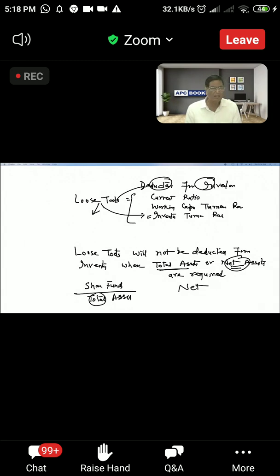Be liberal in project work. Award more and more marks to our commerce students in the project work. That's the request. That was about project work. And now we proceed with our work.